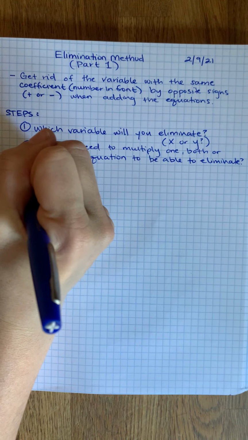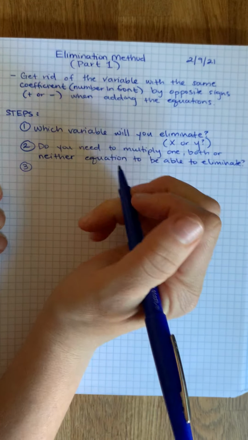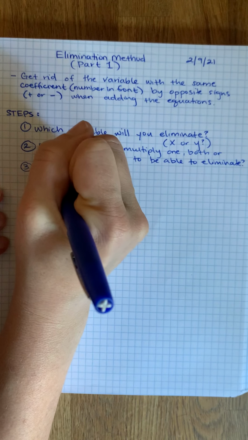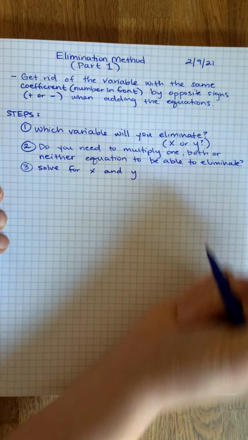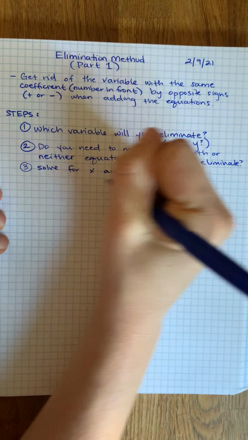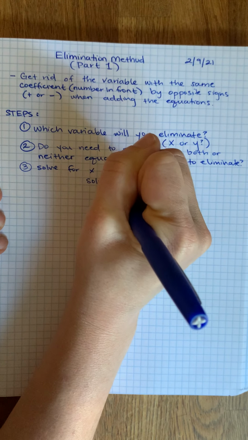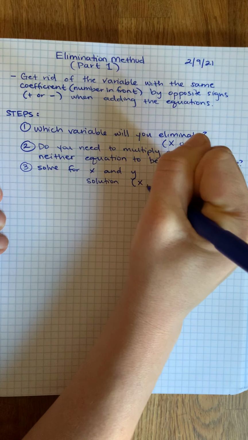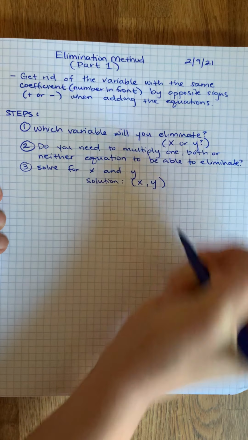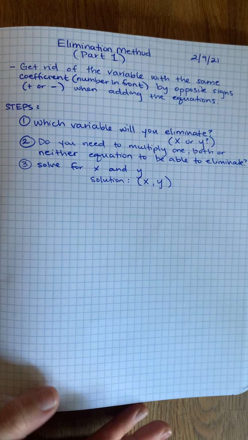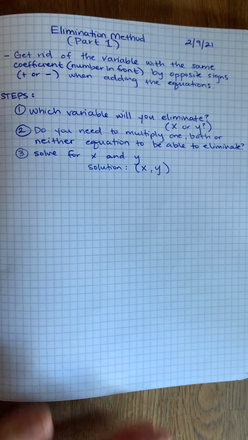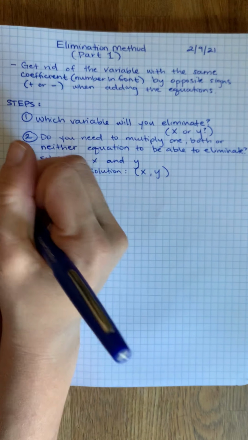And then step 3 is solve for x and y so that we get our solution, which is an x value and a y value, right? Okay, so now we're gonna do an example. Okay, so example number 1.